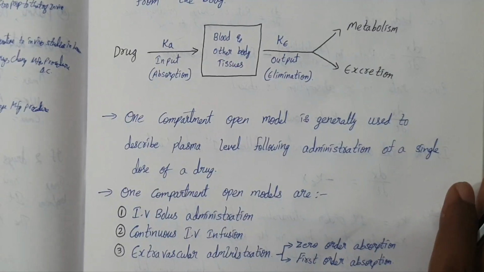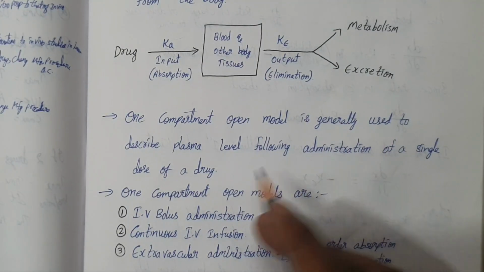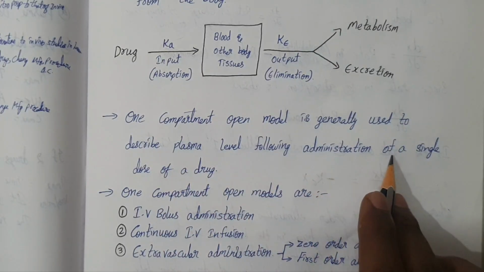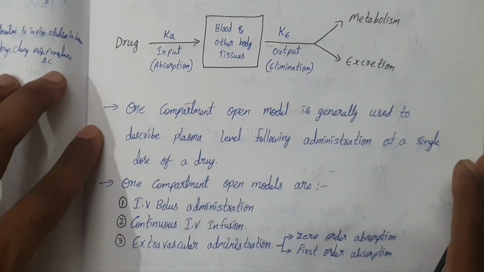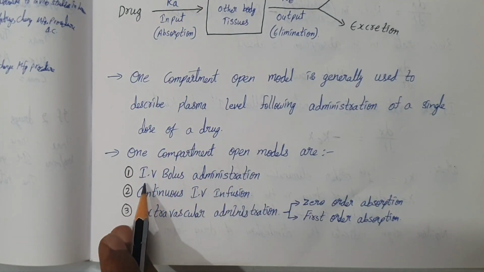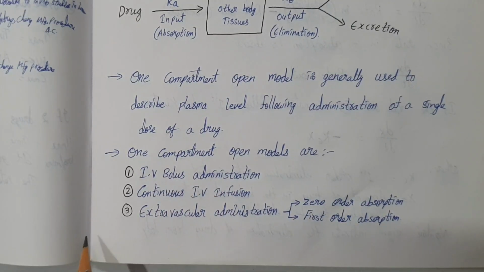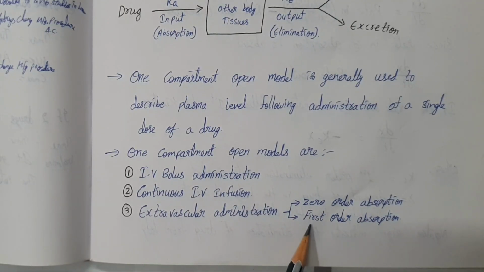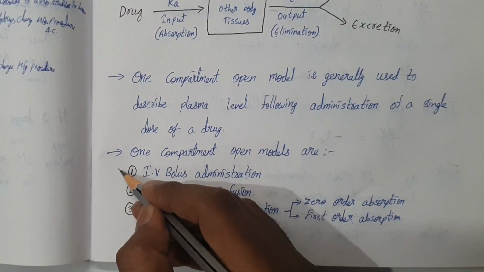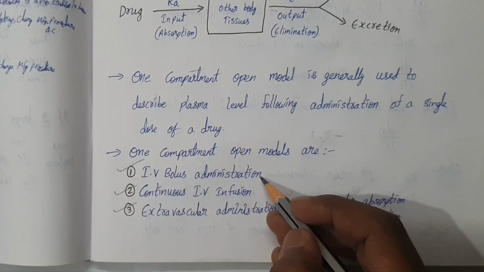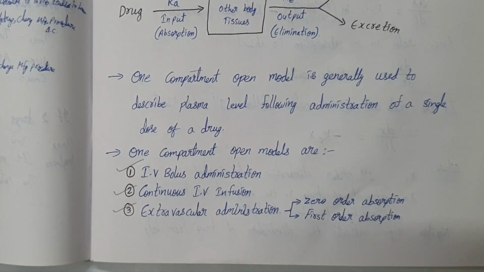The one compartment open model is generally used to describe plasma levels following administration of a single dose of a drug. How many types of one compartment open models are there? IV bolus administration, continuous IV infusion, and extravascular administration. In extravascular, we have two forms: zero order absorption and first order absorption. So we have to discuss these three. In this video, we will discuss IV bolus.